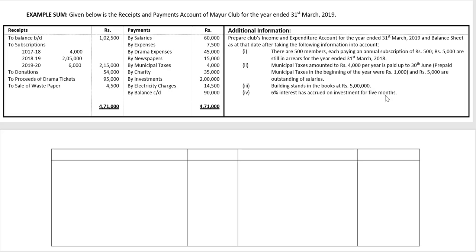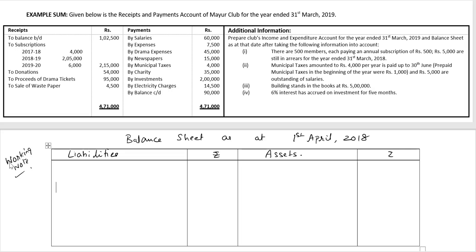So we'll begin with the opening balance sheet as part of working note. Working note. Balance sheet as at 1st April 2018. Liabilities, rupees, assets, rupees. We'll begin with the additional information.